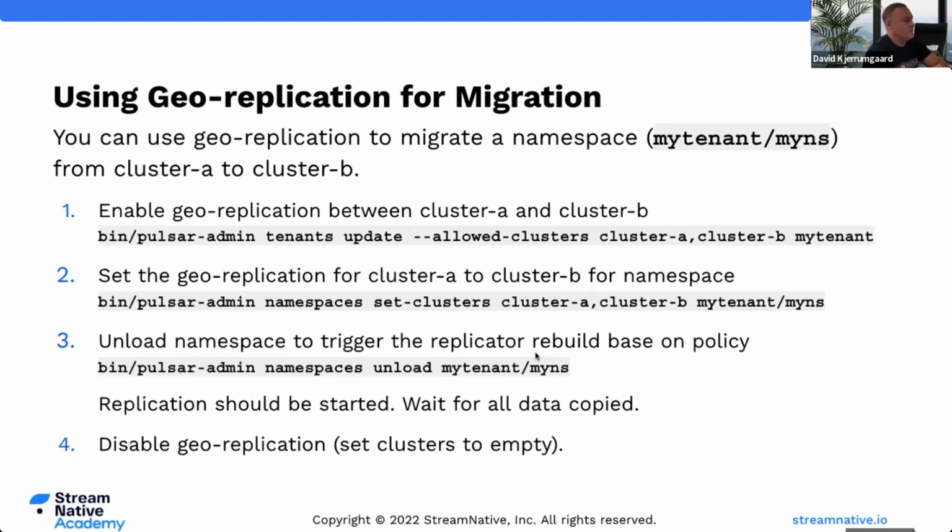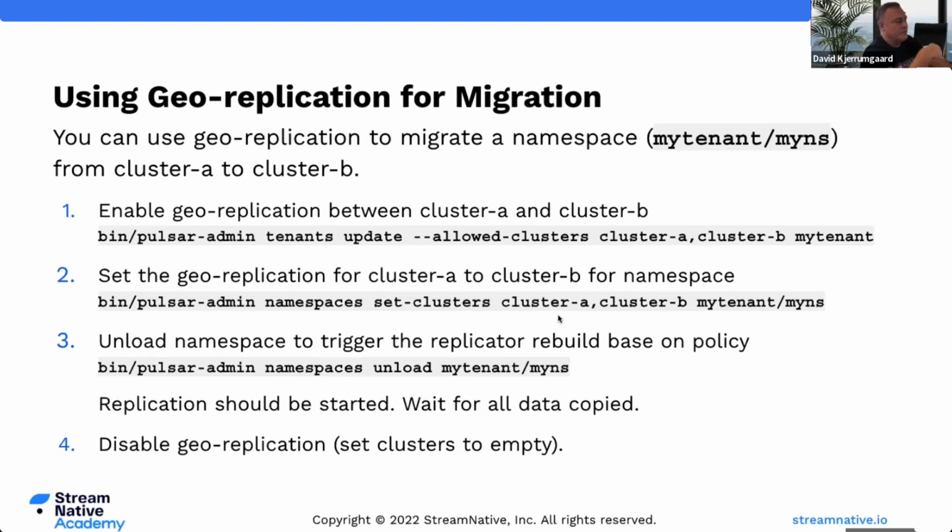So you're forcing it to say, hey, I'm out of sync at this point. The topic goes off, the namespace goes offline, that individual broker starts the geo-replication process manually, and you wait for all that data to be copied, and then you can revert that process and turn off basically what you just did by disabling geo-replication, right? Go back to step 2 and set the clusters to empty, so that it is no longer geo-replicating.